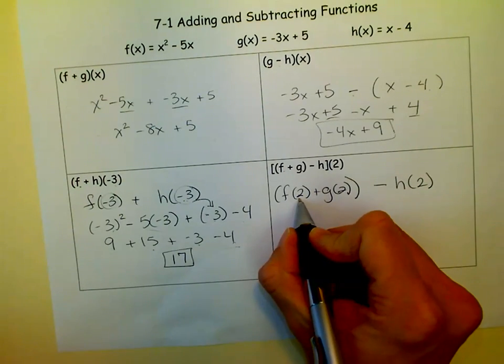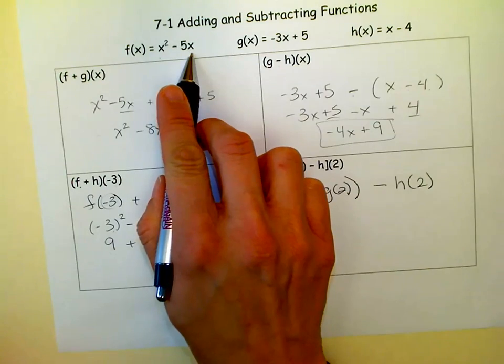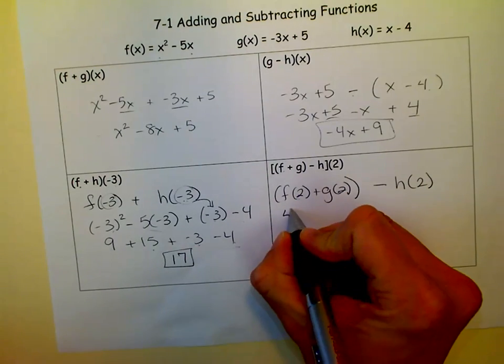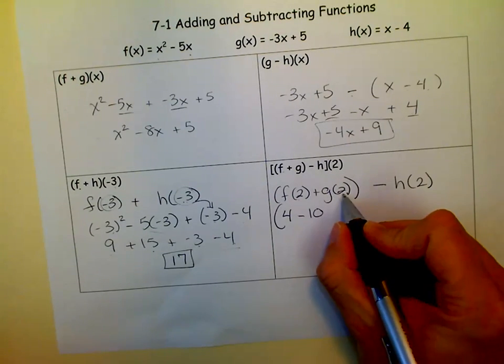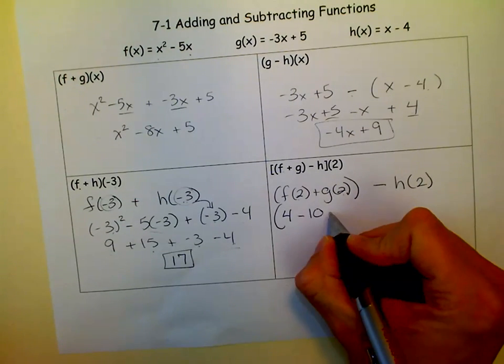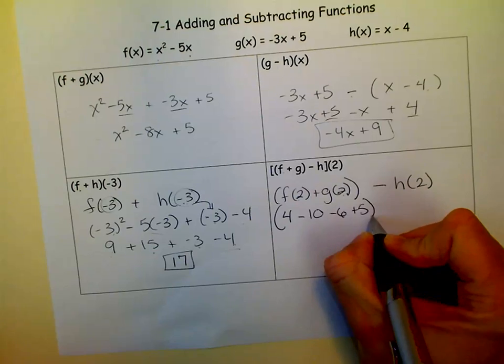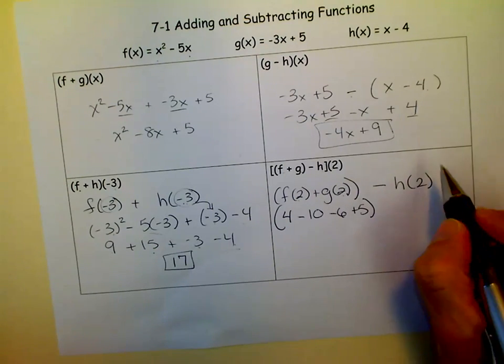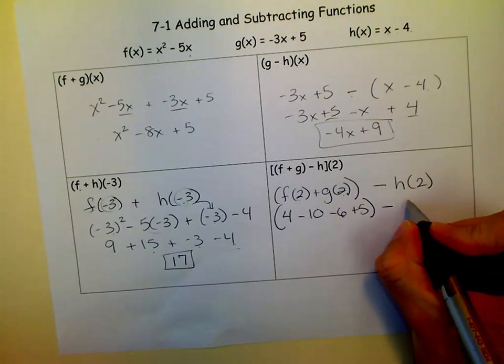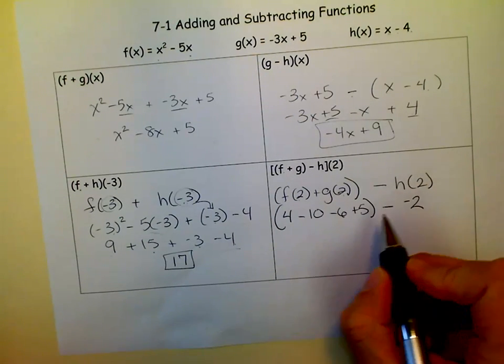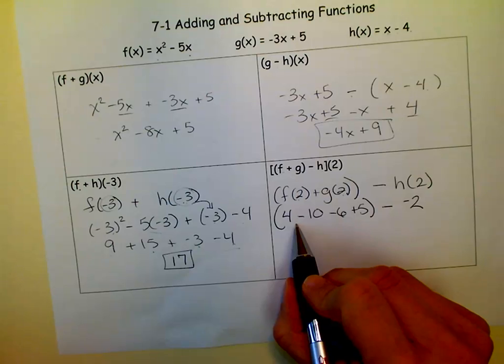So f of 2 means I put a 2 in for x in the f. So 2 squared is 4, minus 5 times 2 is 10. Then it's g of 2, so that's negative 3 times 2, which is negative 6 plus 5. And h of 2 is 2 minus 4, and 2 minus 4 is negative 2, so I have a minus a negative 2. So I'm going to combine all this first.